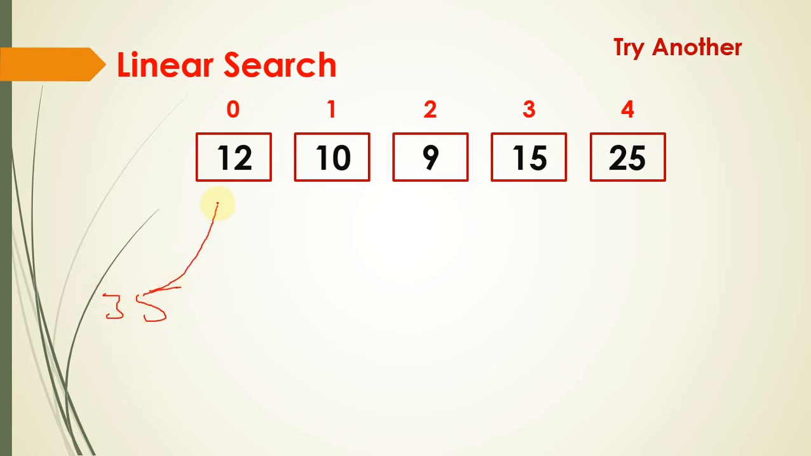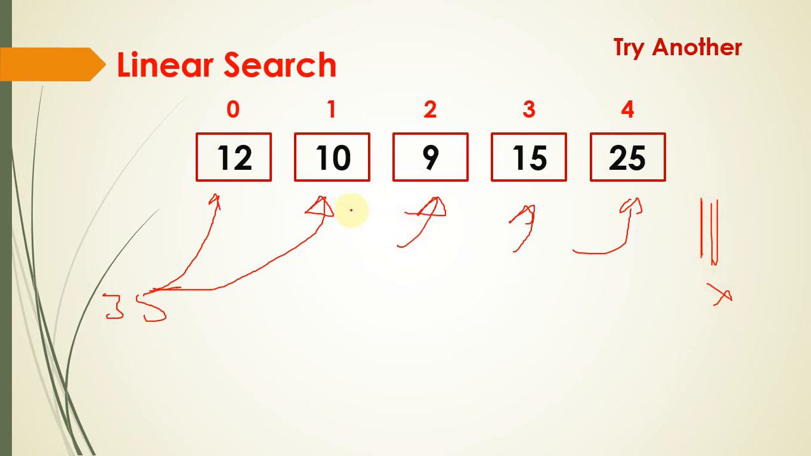First, 35 will be compared with the first element. 35 equal to 12? No. So again it will go for the next element. 35 will be compared with the second element. 35 equal to 10? No. Next, again it will be compared with the third element. 35 equal to 9? No. 35 equal to 15? No. 35 equal to 25? No. And here the list exhausts.